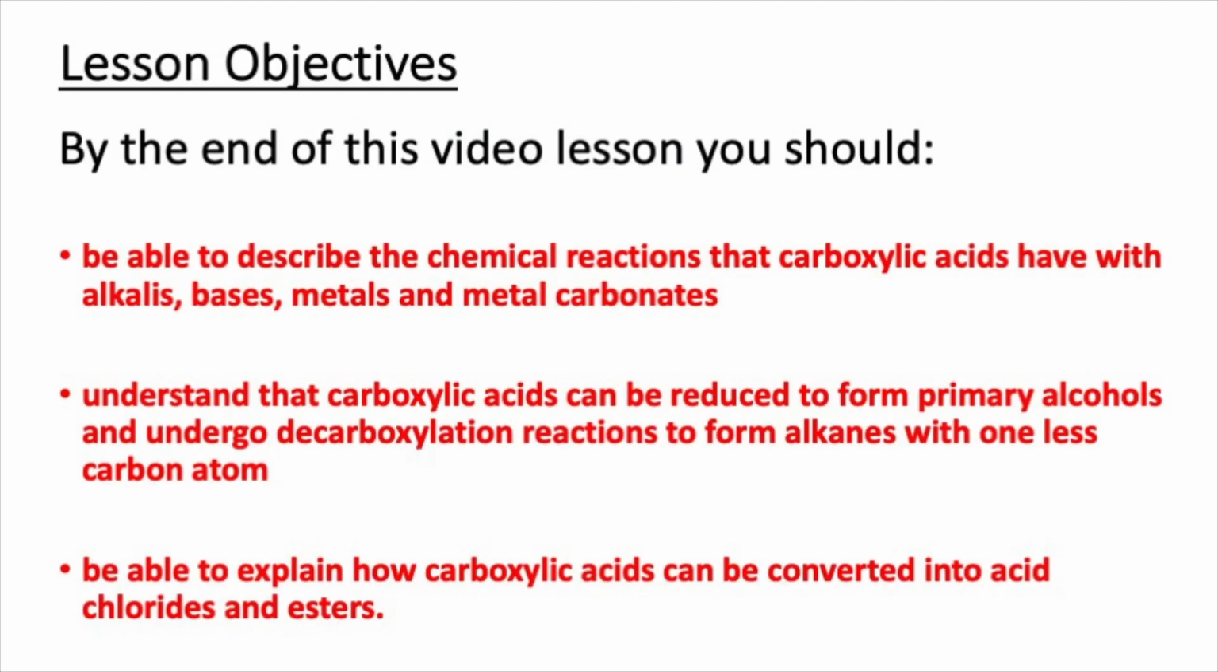By the end of this video lesson, you should be able to describe the chemical reactions that carboxylic acids have with alkalis, bases, metals and metal carbonates. You should understand that carboxylic acids can be reduced to form primary alcohols and undergo decarboxylation reactions to form alkanes with one less carbon atom. And finally, you should be able to explain how carboxylic acids can be converted into acid chlorides and esters.